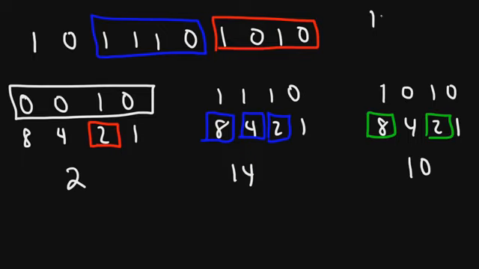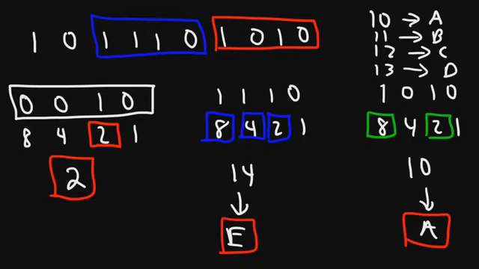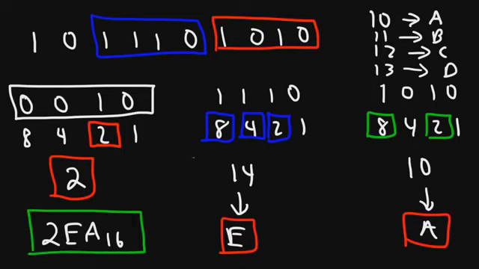Now recall that 10 corresponds to A, 11 corresponds to B, 12 corresponds to C, 13 corresponds to D, which means 14 corresponds to E. We could replace 10 with A. So the answer is going to be 2EA. So it's 2EA in the hexadecimal system. And so that's how we can convert this binary number into a hexadecimal number.